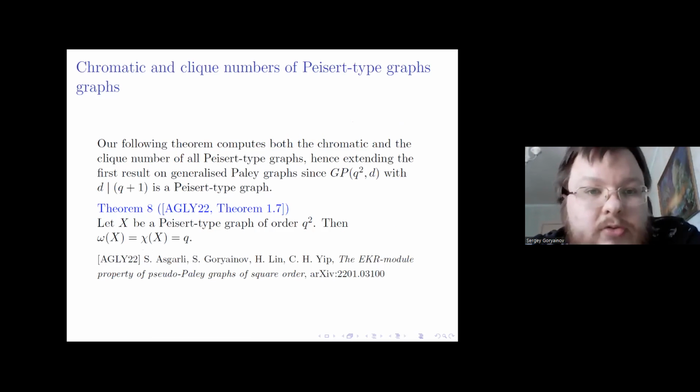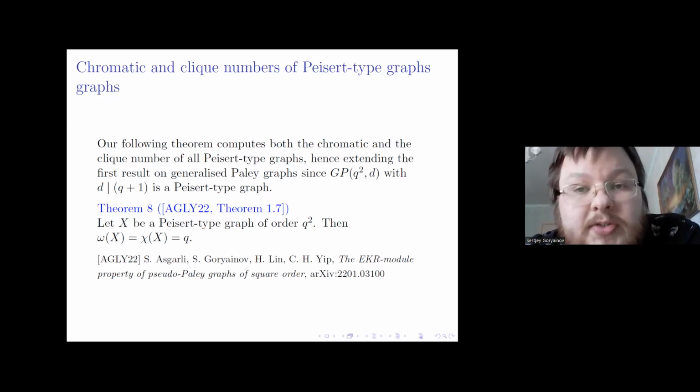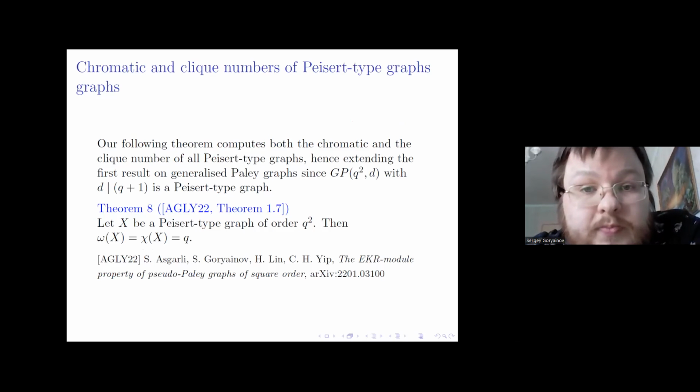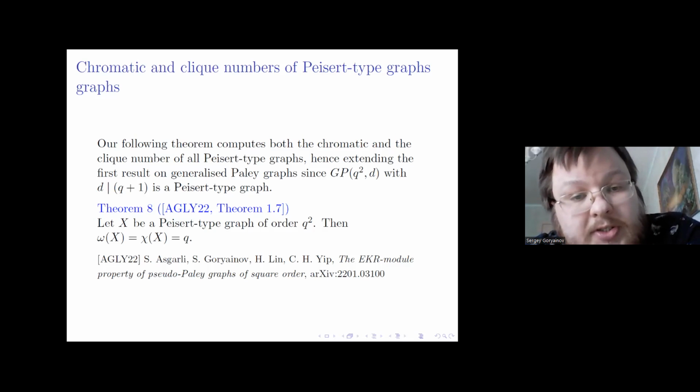Indeed, generalized Paley graphs GP(q^2, d) with the condition that d divides q+1 are Peisert-type graphs. The theorem reads as follows: let X be a Peisert-type graph of order q^2, then the clique number of X is equal to the chromatic number of X and is equal to q.